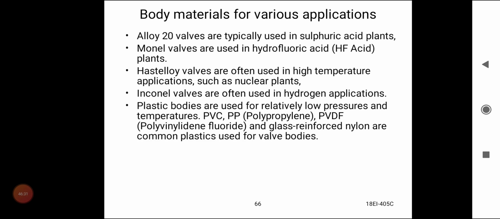Plastic bodies are used at relatively low pressure and temperature. PVC, polypropylene and PVDF, polyvinylidene fluoride, and glass reinforced nylon are common plastics used for the valve bodies.